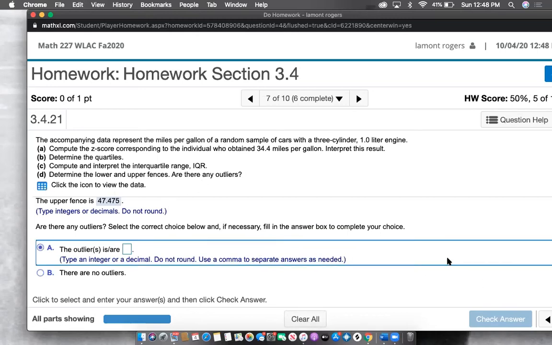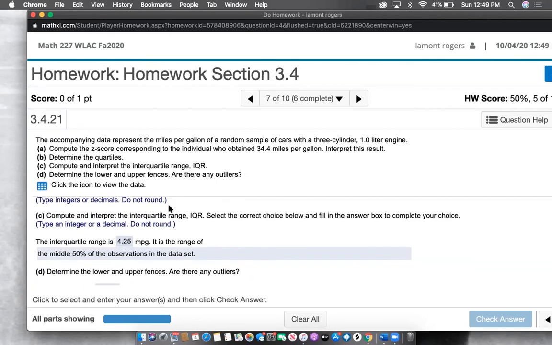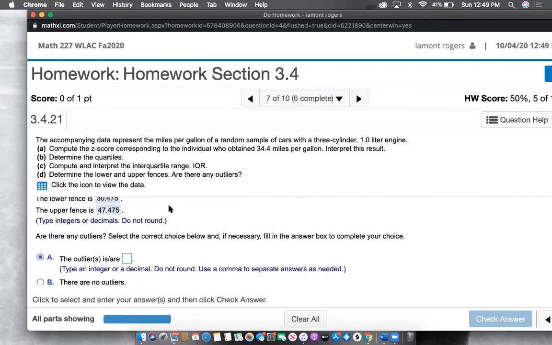There's a trick that I might show you. One trick is to just make a box plot.